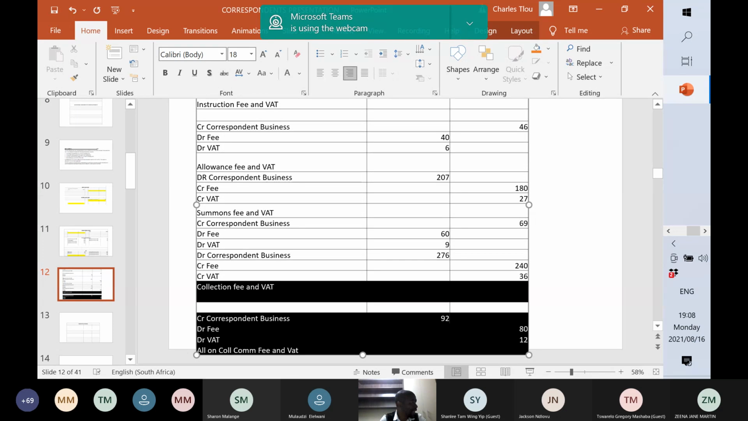That is how you record that allowance. Credit correspondent business, 92 rands. Debit your fee at 80 rands and your VAT at 12 rand. That is allowance on collection fee and VAT.